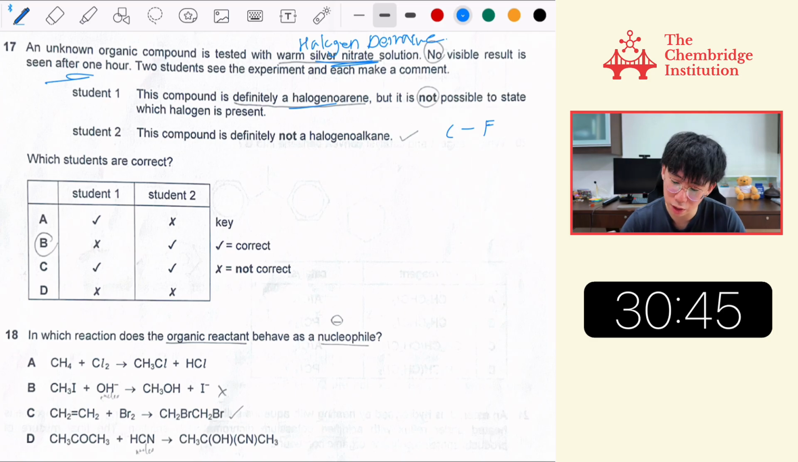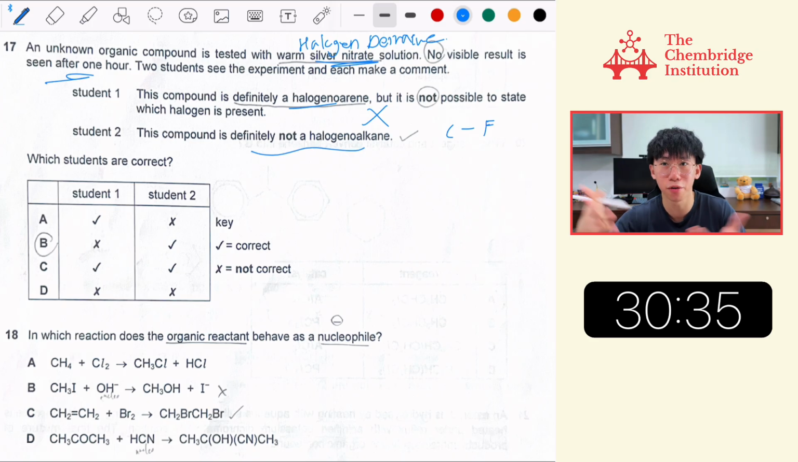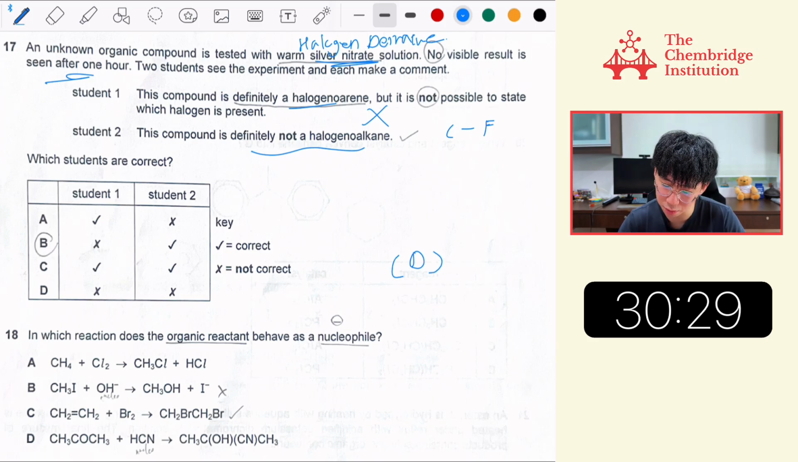So this is wrong. I hate it when they say that this is definitely halogenoarene. Yeah, this compound is definitely not a halogenoalkane. That's not true as well. It could be a halogenoarene as well. So they're both kind of wrong. So this is B. I doubt that this is correct.